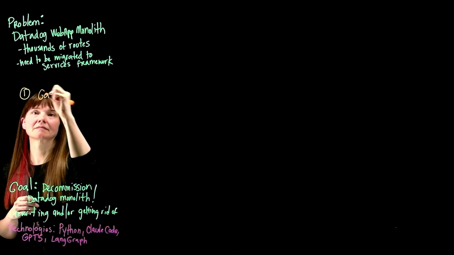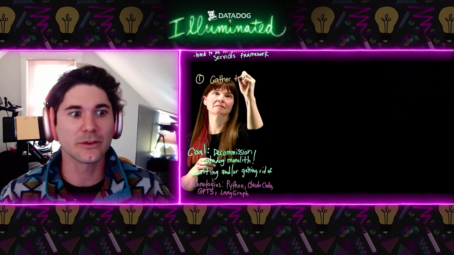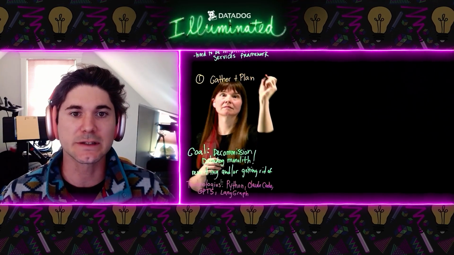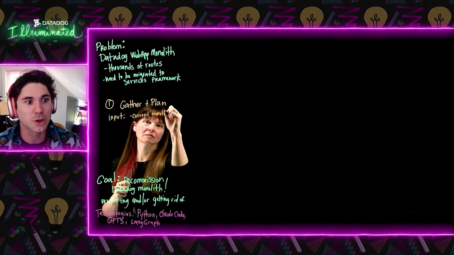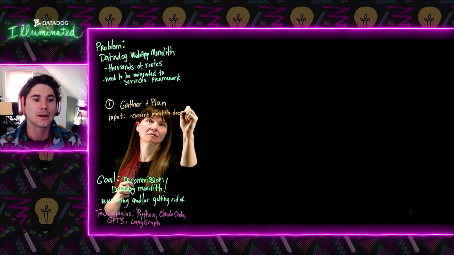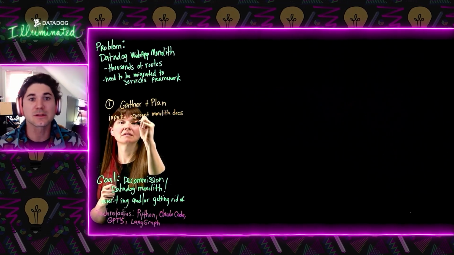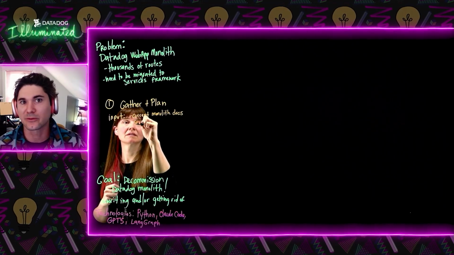Claude Code is what we use to actually do the transformations. And so we hand Claude everything it needs to know about the current monolith. So we have documentation about the current monolith implementation. We hand it documentation about the new service framework. This is an internal Datadog service framework. And we also give it a series of instructions on how we would like it to perform its task.